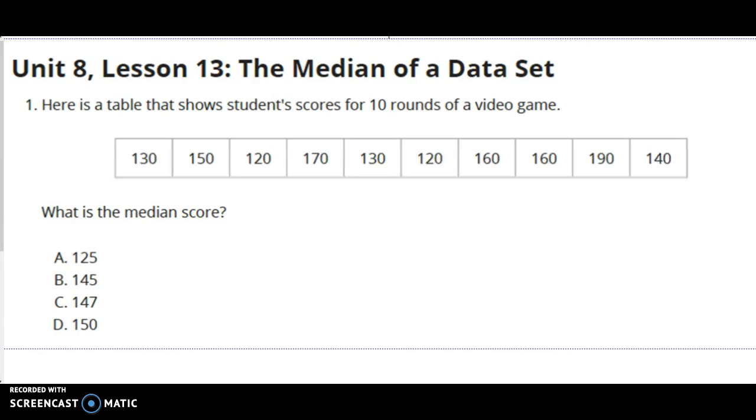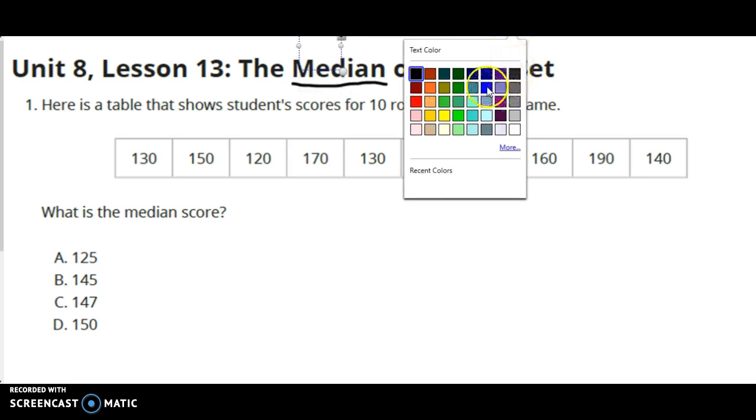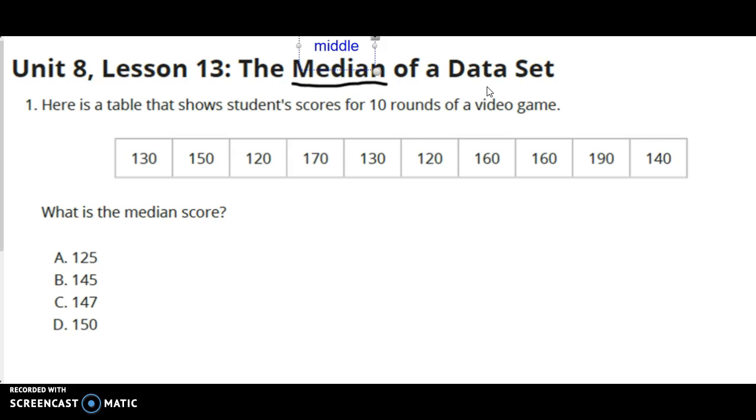Right, so today's lesson has two parts. The first part is going to focus on median, and every time we see the word median, we're going to write above it middle. So let's go ahead and practice that right now with this title word. Underline or circle median, and then above it we're going to write middle.